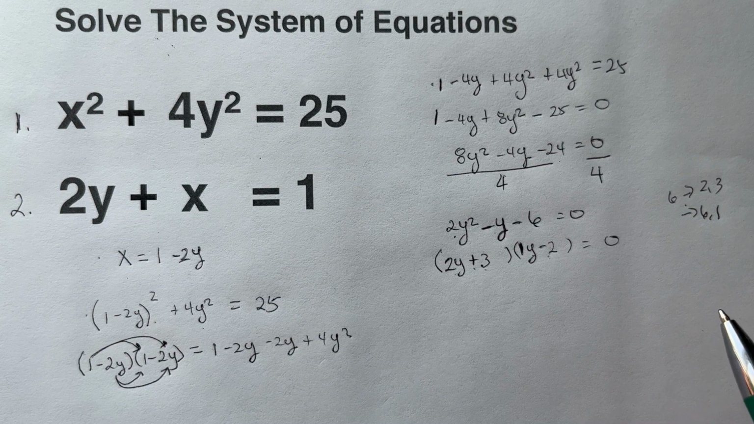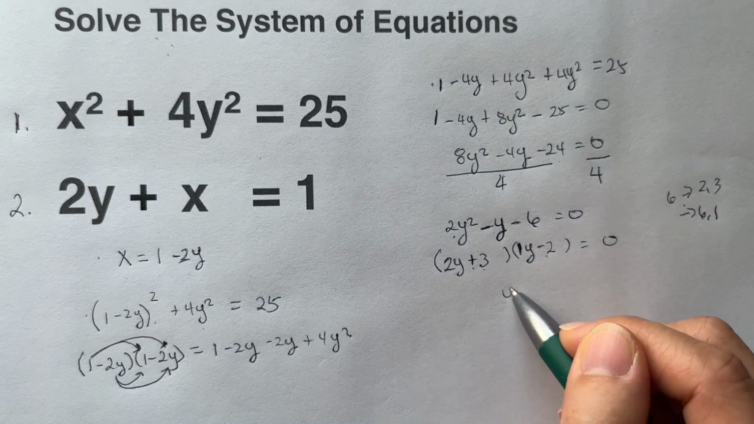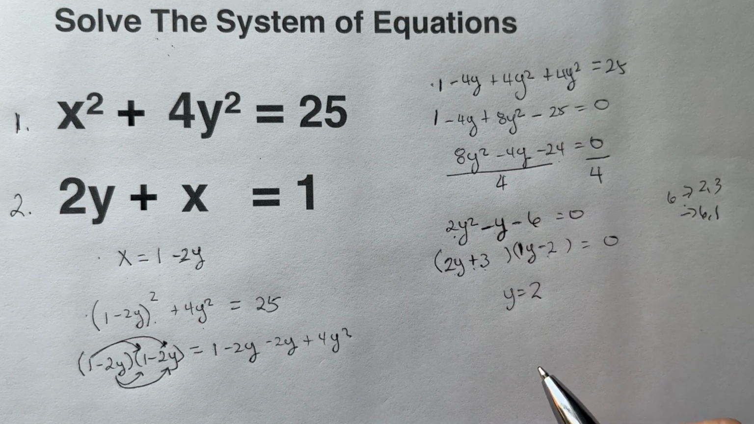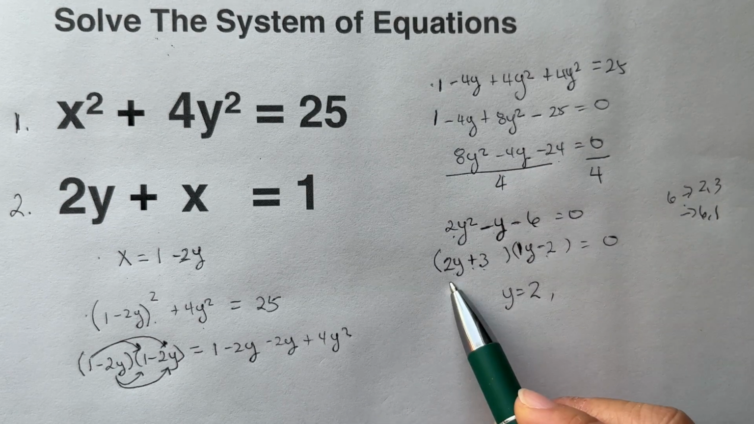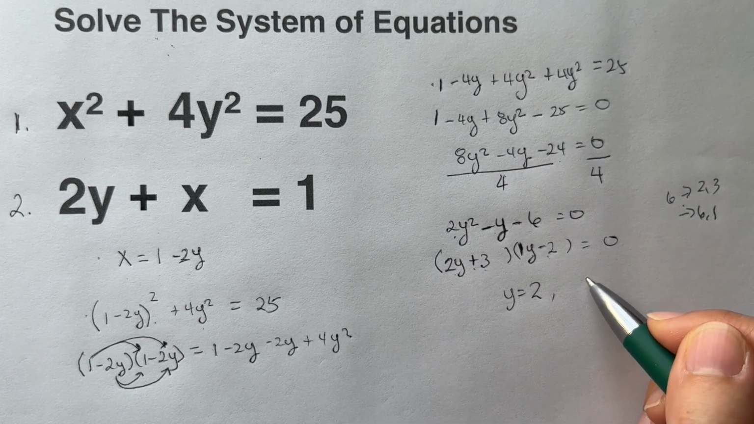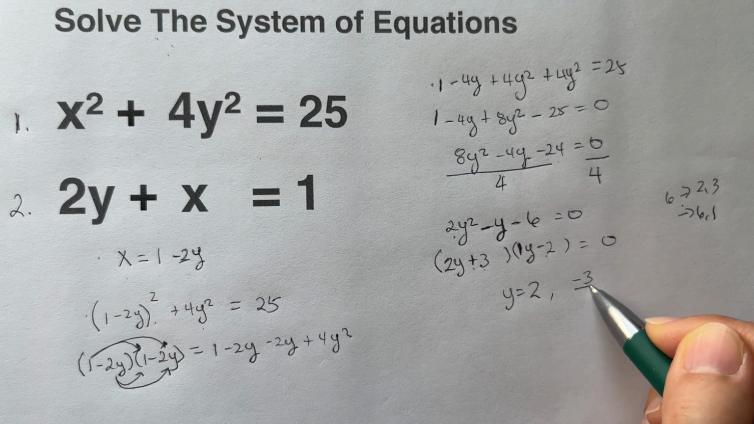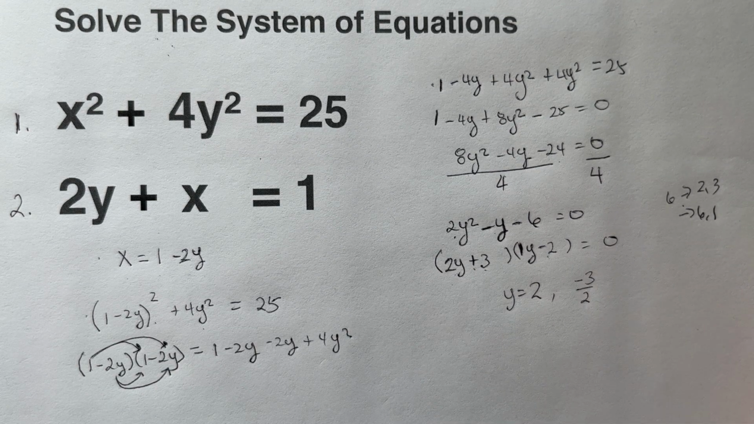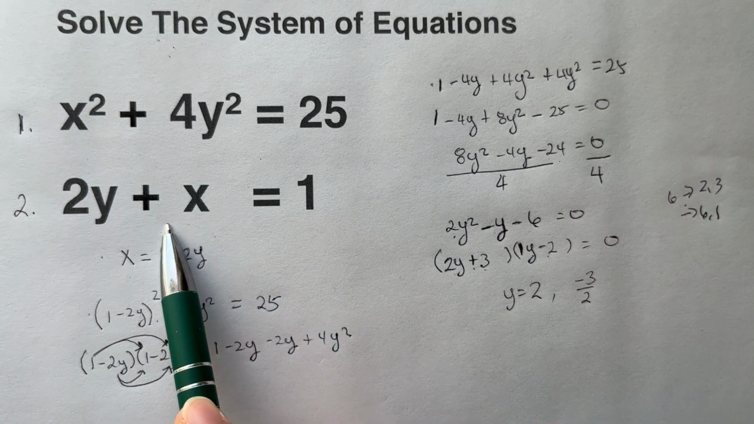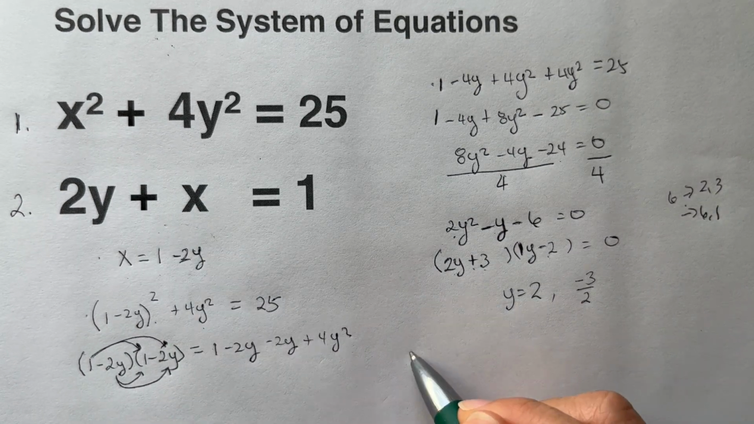And so this becomes quite easy to solve. y minus 2, so y is going to equal 2, or y is equal to negative 3 divided by 2. And now let's plug these numbers back into the first equation to solve for x.